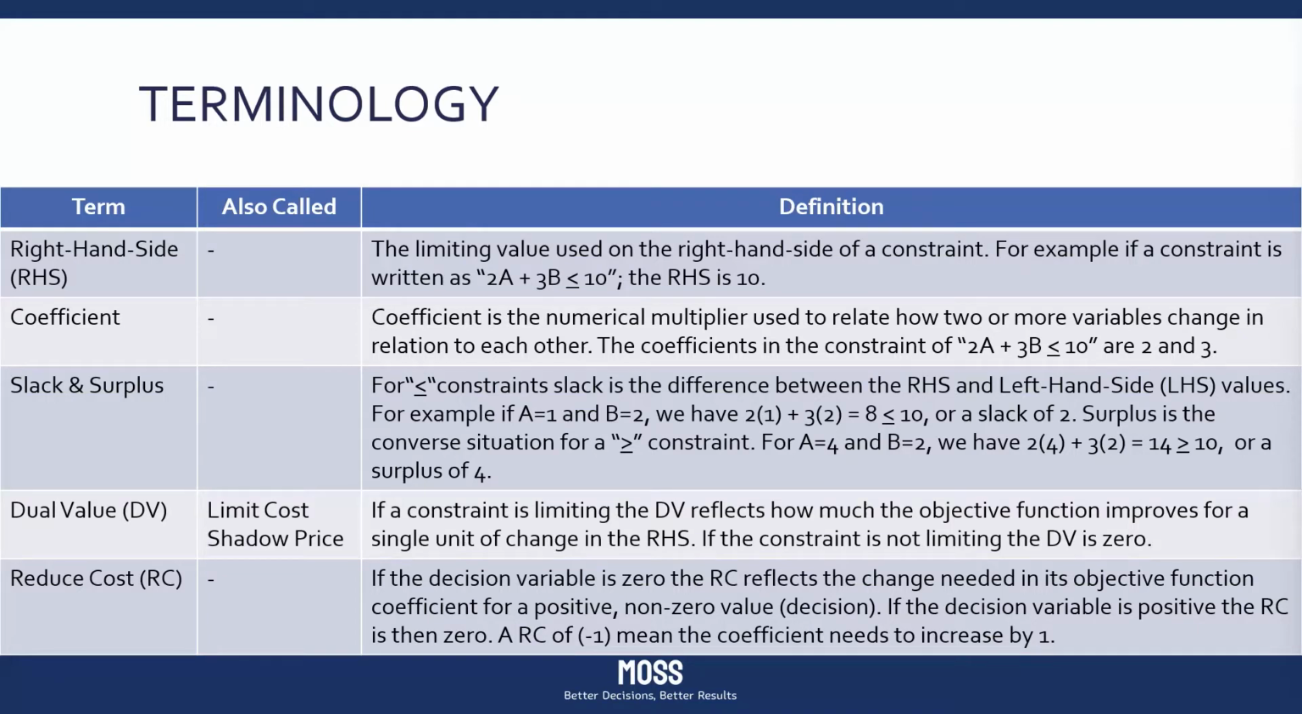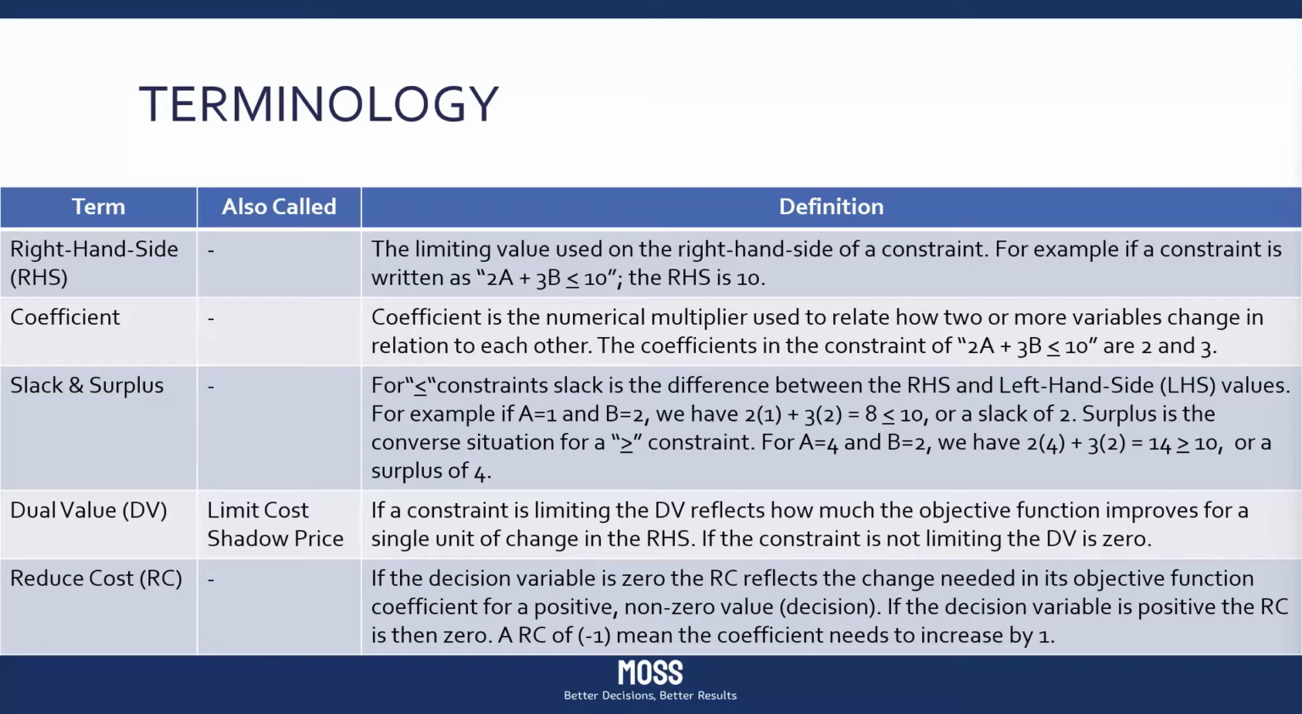The next term is coefficient. Coefficient is the numerical multiplier used to relate how two or more variables change in relation to each other. The coefficients in the constraint 2a plus 3b is less than or equal to 10 are 2 and 3 respectively. The next two terms are slack and surplus, and these are related to constraints.